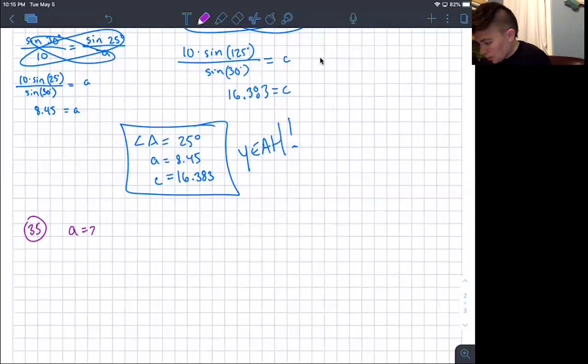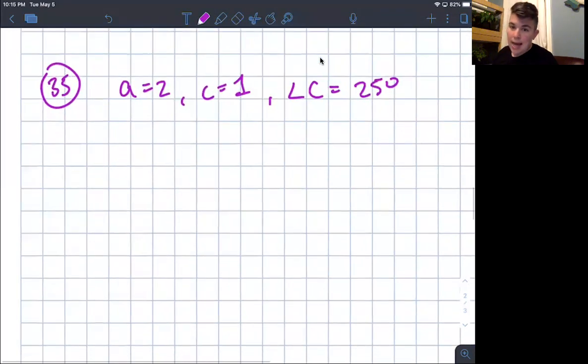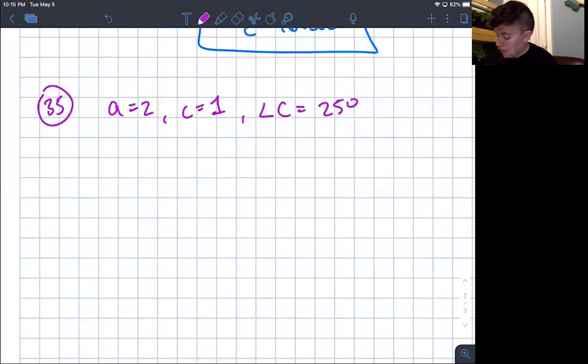This is a = 2, c = 1, and angle C = 25 degrees. So we have two sides and an angle. This might be an SSA situation, which means we're going to be looking at an ambiguous case. I'm not sure if we're going to have one solution, two solutions, or maybe no solutions. Let's draw this and find out.